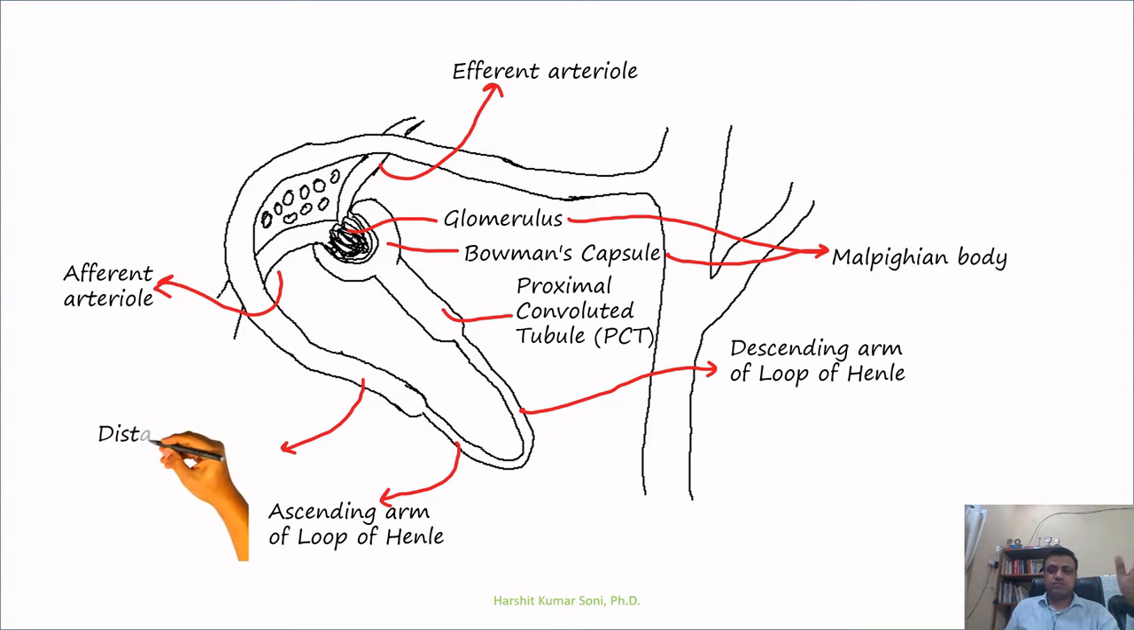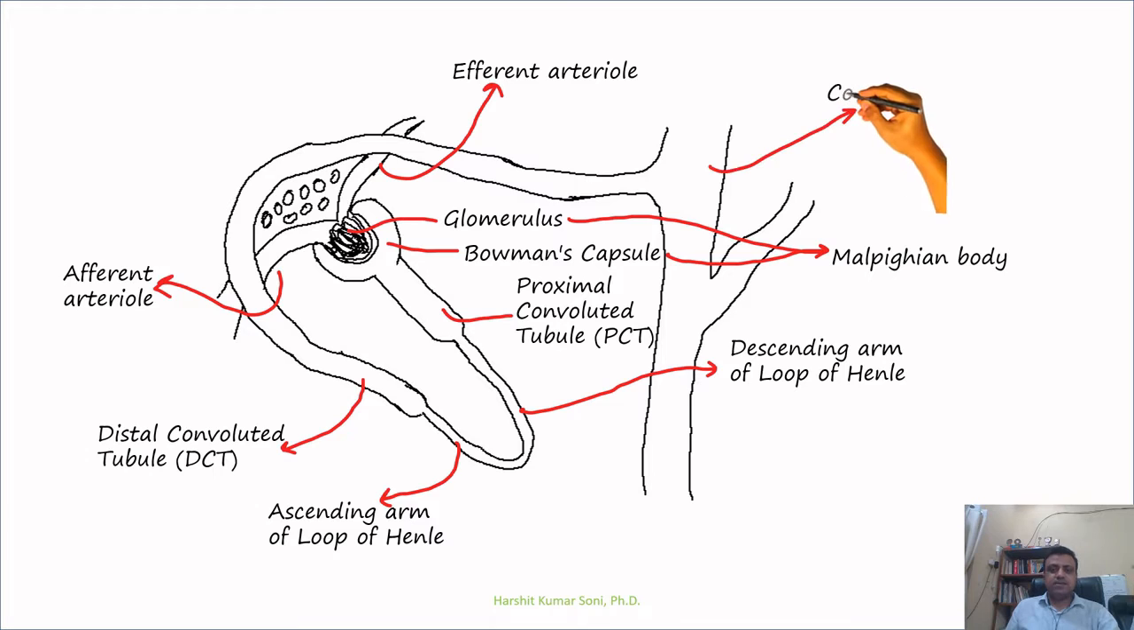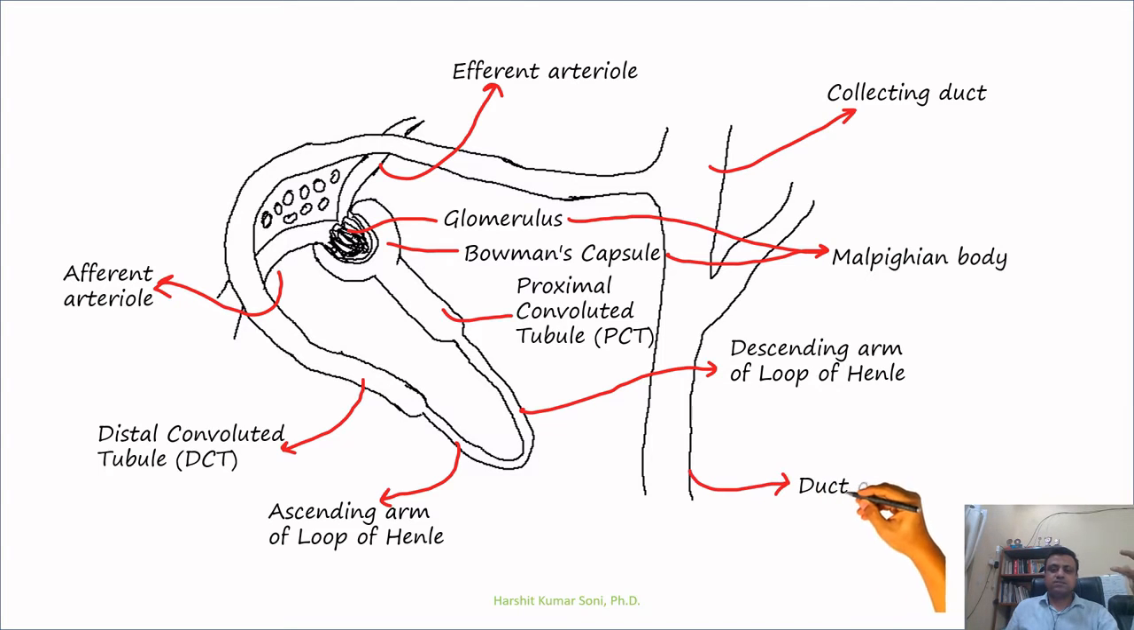So the next part is obviously the distal convoluted tubule, or in short we can call it DCT. The DCT opens in the collecting duct. Whatever the filtrate comes, it is collected in the collecting duct, and that collecting duct leads to the ducts of Bellini. So this is the structure of nephron.